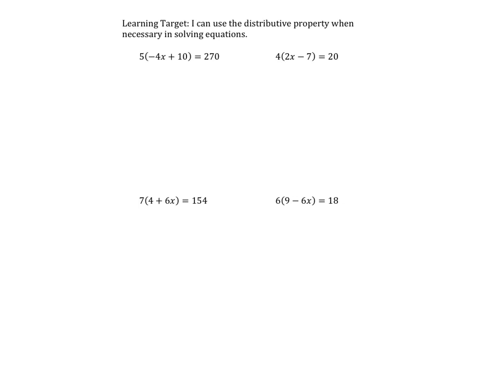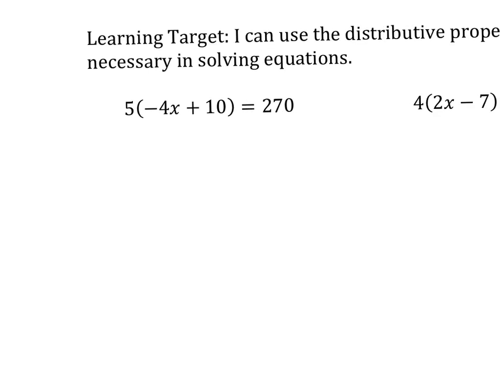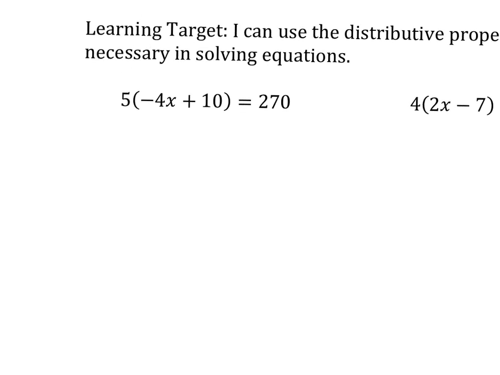Our learning target today is, I can use the distributive property when necessary in solving equations. Okay, so if I'm looking at this first example here, I have 5 times the quantity negative 4x plus 10 is equal to 270. Because this 5 is being multiplied by negative 4x plus 10 in parentheses, I want you to distribute the 5 to both of those terms.